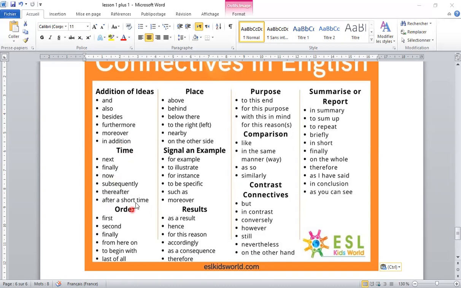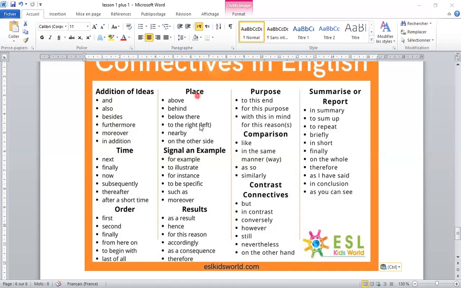And if you'd like to give an order to something, for example, you would like to present the drawbacks of cigarettes, and you start with cancer of lips, cancer of throat, cancer of lungs, etc. You can start with these connectives of order, like first, second, third, finally, next, to begin with, last of all, etc.